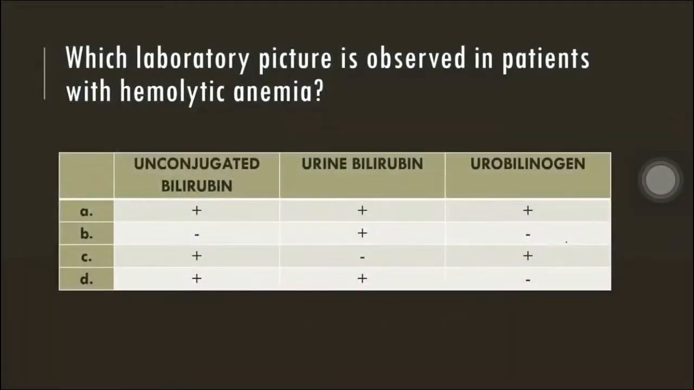So which laboratory picture is observed in patients with hemolytic anemia? So again, hemolytic anemia, the most useful test for evaluation ng hemolytic anemia sa chemical reagent pad is urobilinogen. So, aside from that, ano pa? Okay, so again, urobilinogen, positive yon. How about for urine bilirubin?